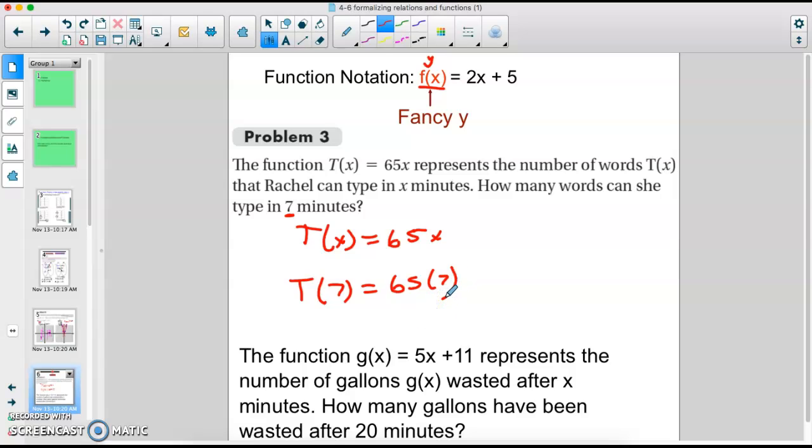Now, common confusion. The answer, the output here is not 7. It's saying we're going to evaluate the equation when x is 7. Okay, we plugged in 7 for x. And so t of 7, 65 times 7, let me grab a calculator here, 455 words. Okay, so you can think of this as like, how many words did she type after 7 minutes? We plug it in, we get 455.